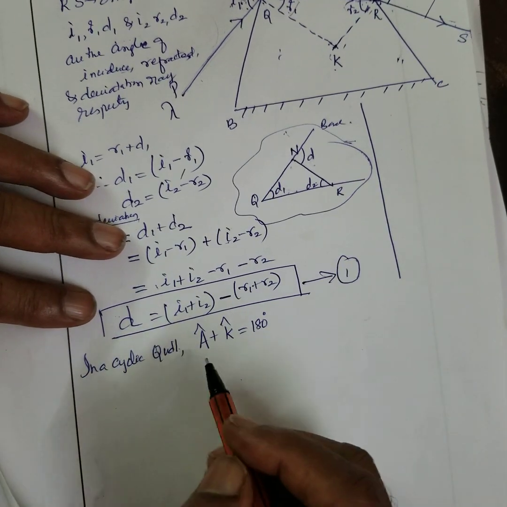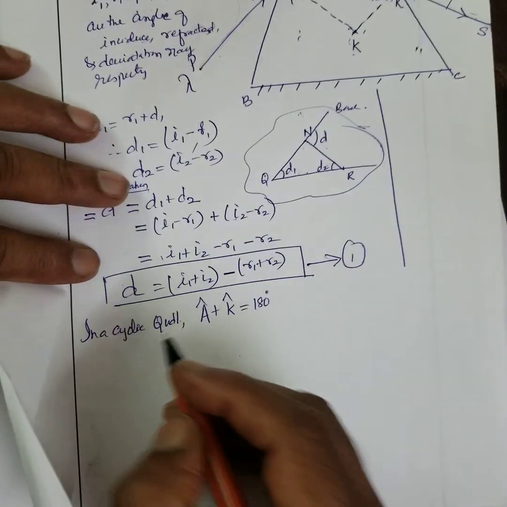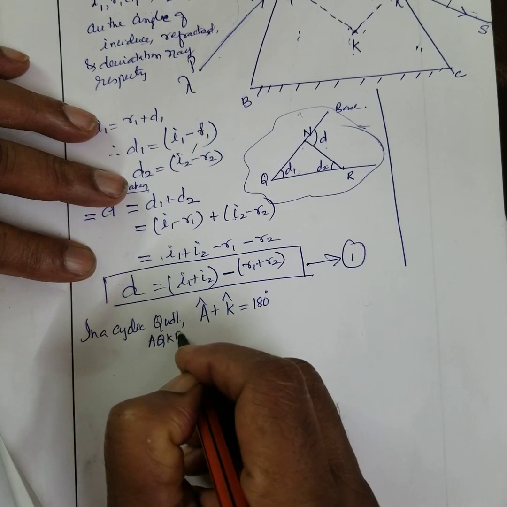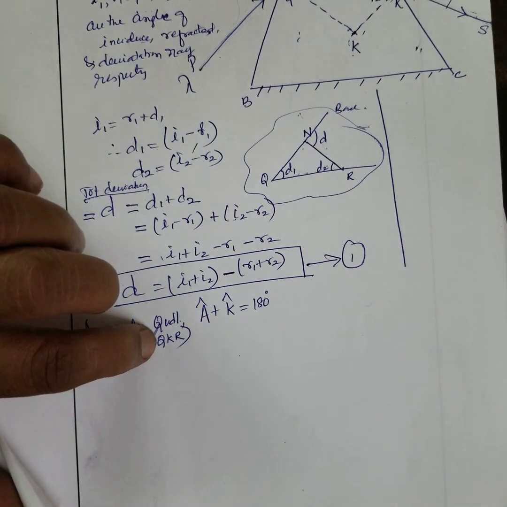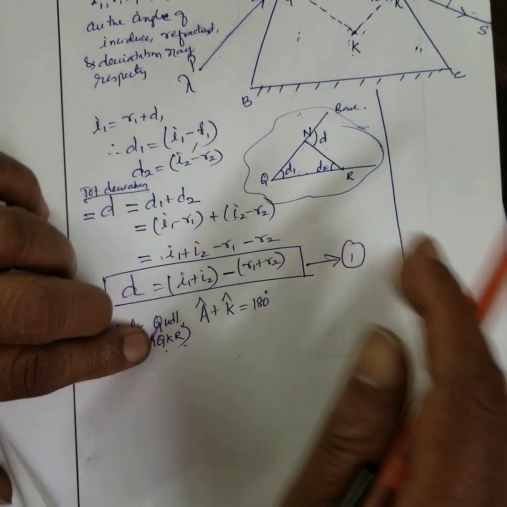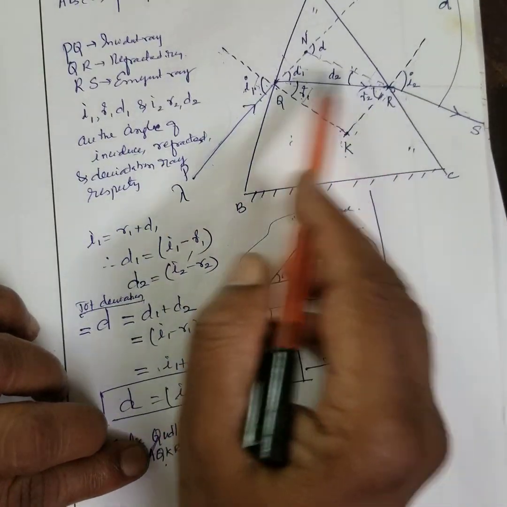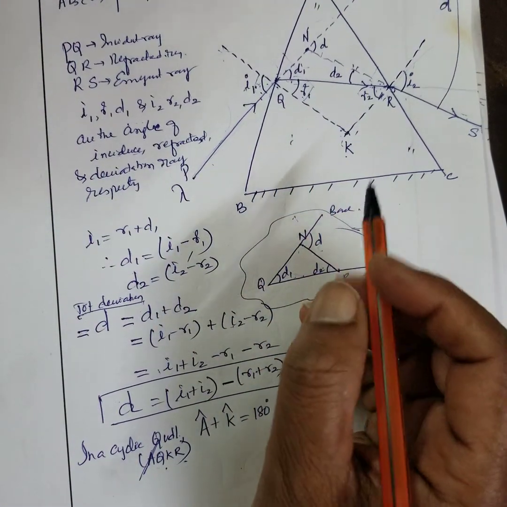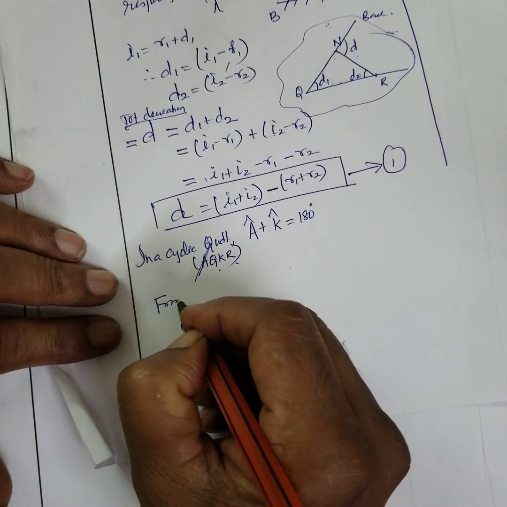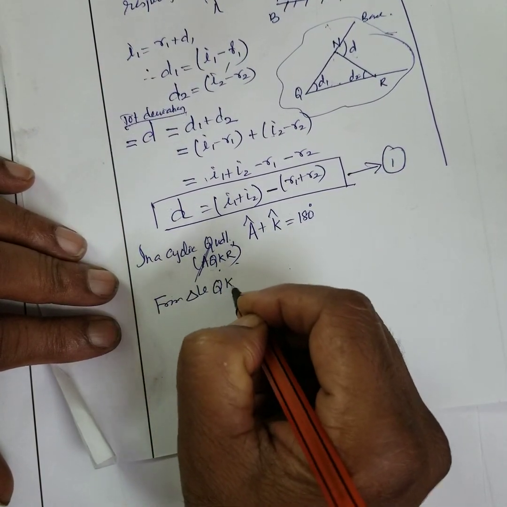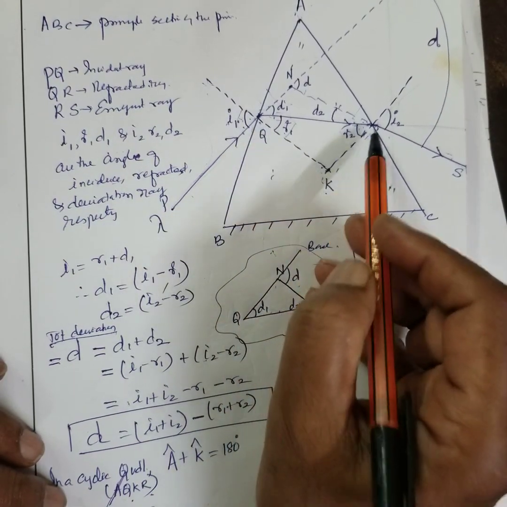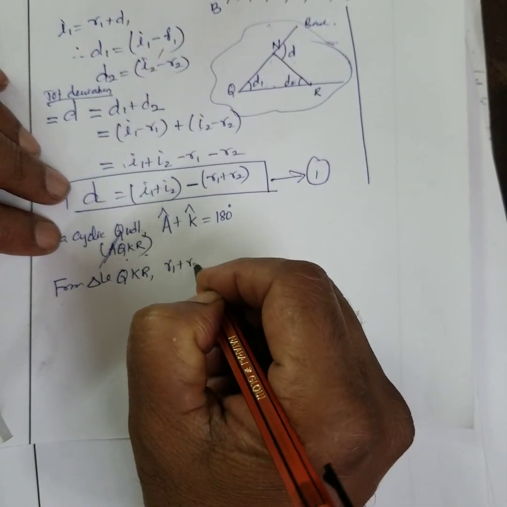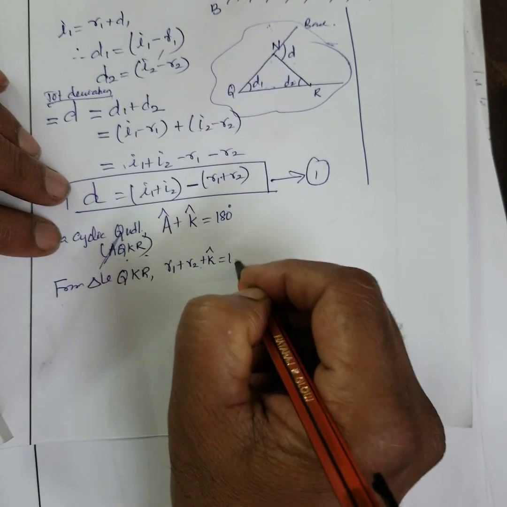Now you see the quadrilateral, AQKR, no? Here now I don't forget this A. Then QKR. What is QKR? Tell now. QKR is a triangle. From triangle QKR, R1 plus R2 plus angle K is equal to 180.